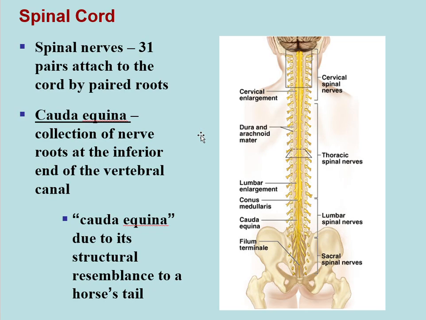Also keep in mind that the spinal cord has 31 pairs of spinal nerves, and they're attached to the cord by paired roots. Down at the bottom of the spinal cord, you also have the cauda equina, which is a collection of nerve roots at the inferior end. And it's called the cauda equina because its structure looks kind of like a horse's tail.